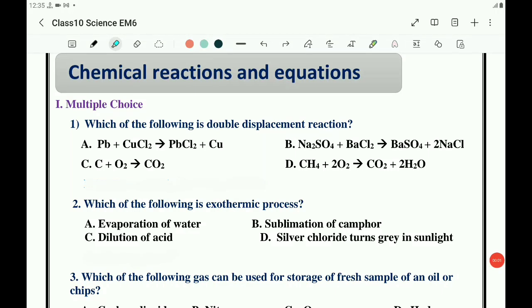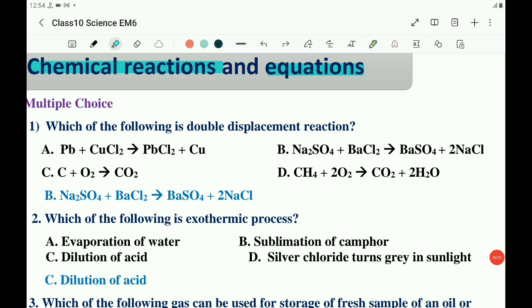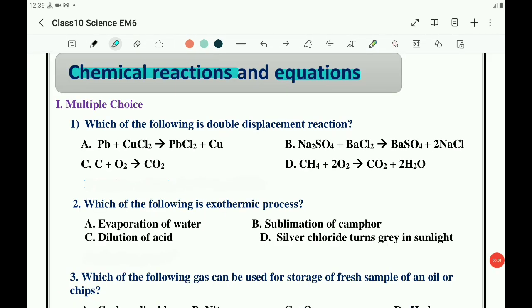Dear children, let us solve some multiple choice questions from the chapter Chemical Reactions and Equations. First question is, which of the following is double displacement reaction? Observe the first option. Option A, Pb plus CuCl2 gives PbCl2 plus Cu.